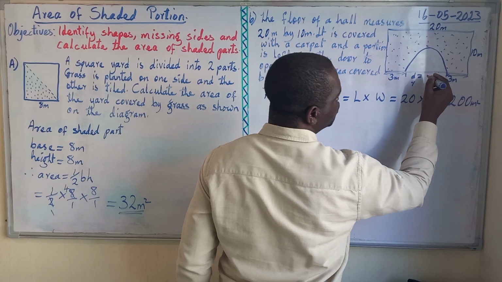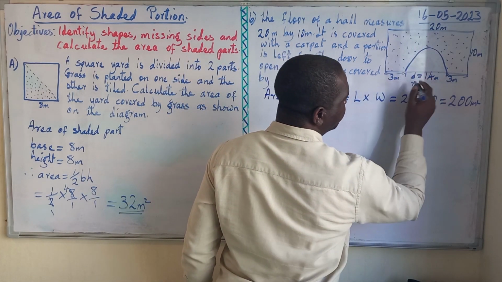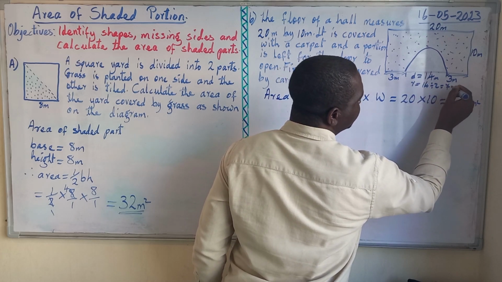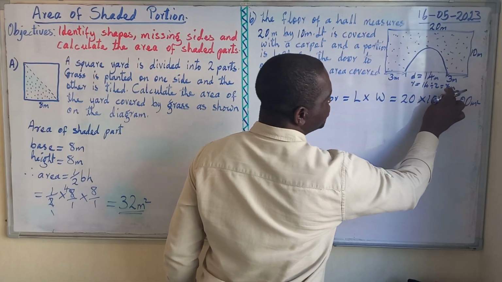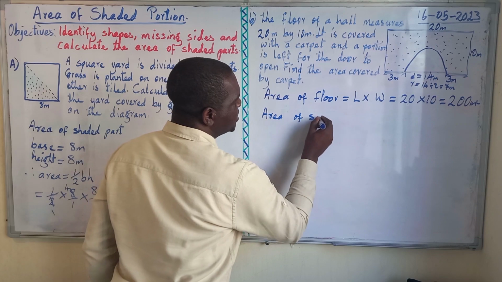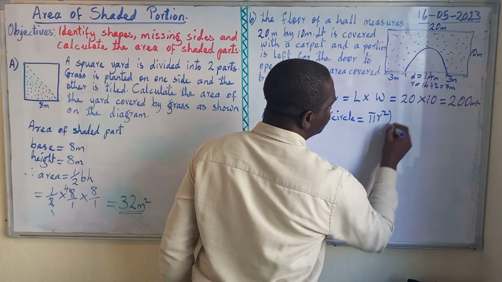If we subtract that from 20, it will give 14. 14 will be the diameter, and therefore the radius will be 14 divided by 2, which is 7 meters. So we're going to use this radius to find the area of the semicircle. Area of semicircle equals pi radius squared divided by 2.